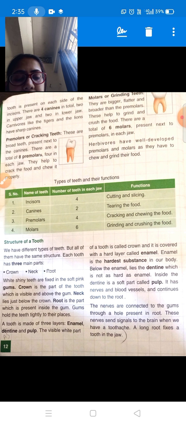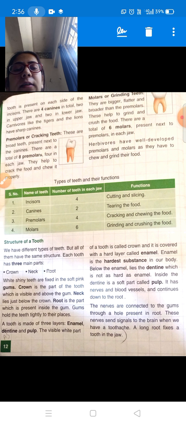These nerves send signals to the brain when we have a toothache, and because of these nerves only, whenever we have toothache, whenever there is pain in our teeth, we are able to feel that pain. Toothache means pain in the tooth. So with the help of these nerves only we are able to feel the pain in our tooth.